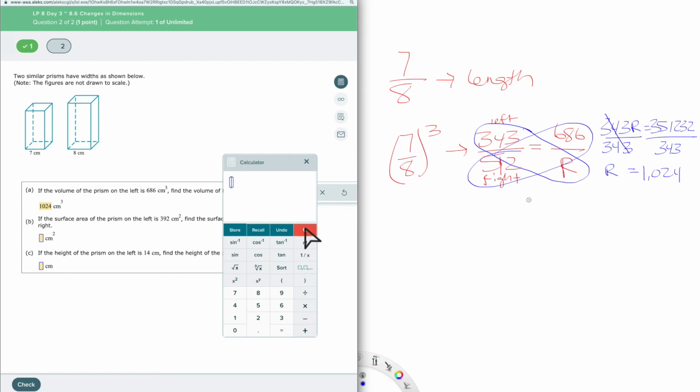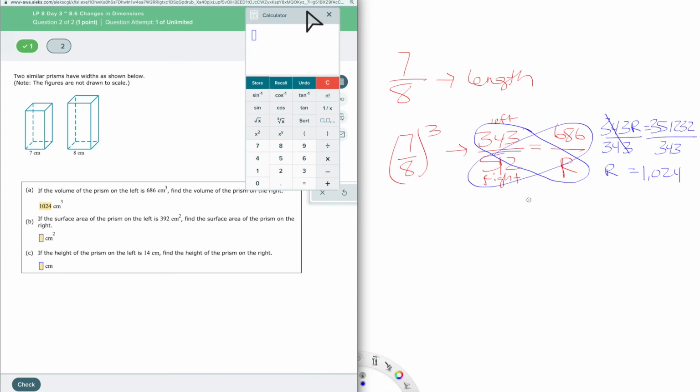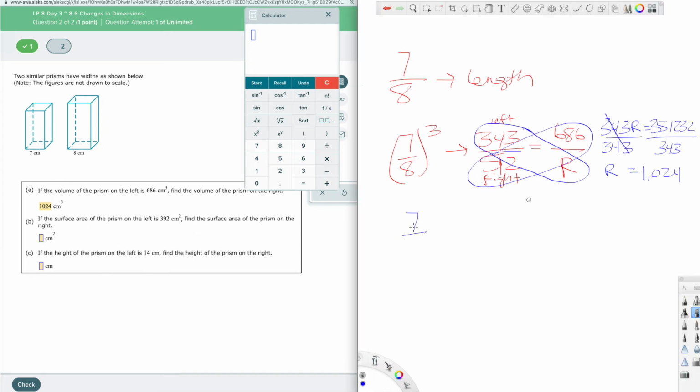All right, so the second part here, it says, if the surface area of the prism on the left is 392, find the surface area of the prism on the right. So now we're going to go back to our handy dandy drawing board here. And we're going to look at area. So 3-dimensional for volume, 2-dimensional for area. Area represents kind of length times width.